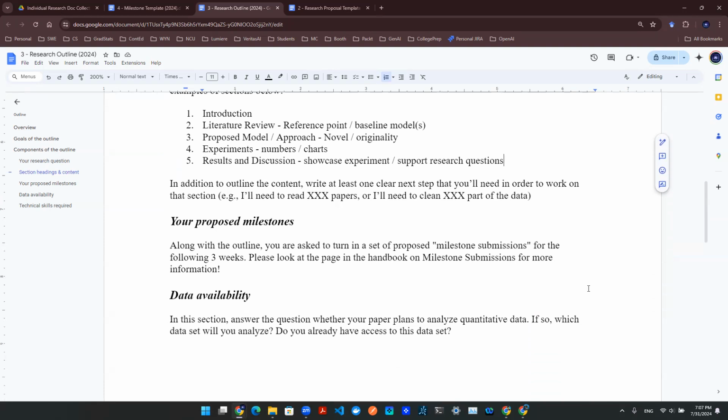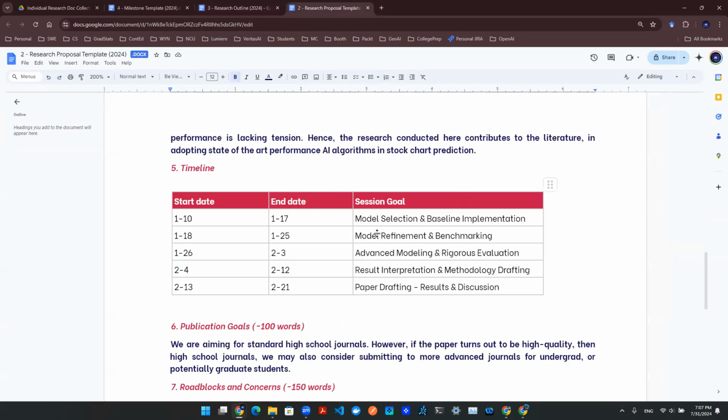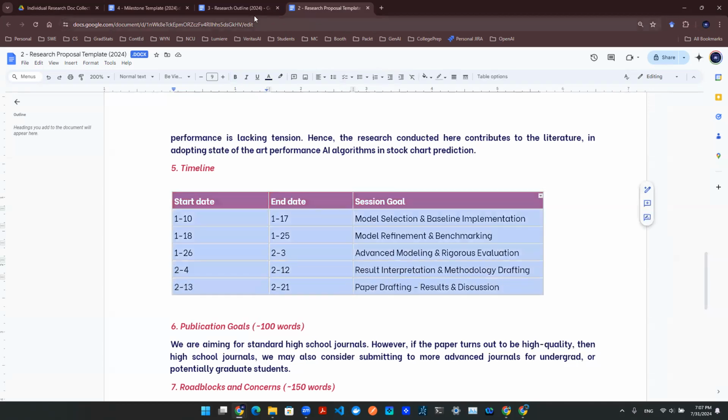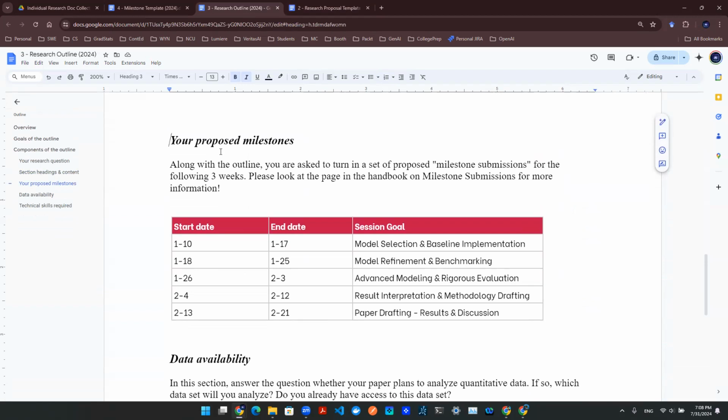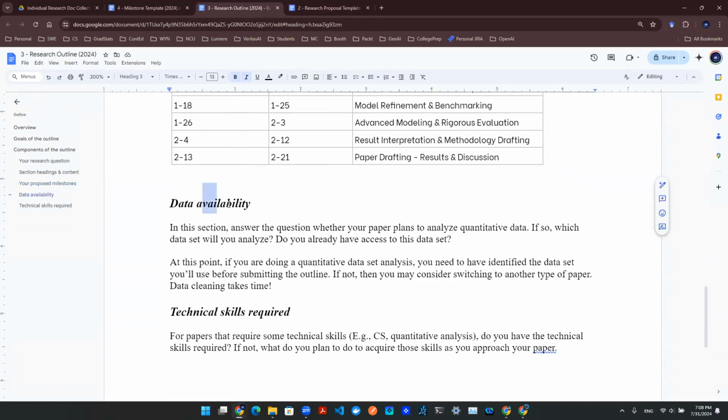And the next thing is to write out the milestones. When it comes to milestones, the recommendation is to look at the previous structure. Previously, we talked about this timeline. The recommendation here is to use this table to serve as a potential milestone plan, to see if this is something that you can achieve and accomplish. So once you know all the sections of your paper and you also know the milestones, the next step is to work out data availability.